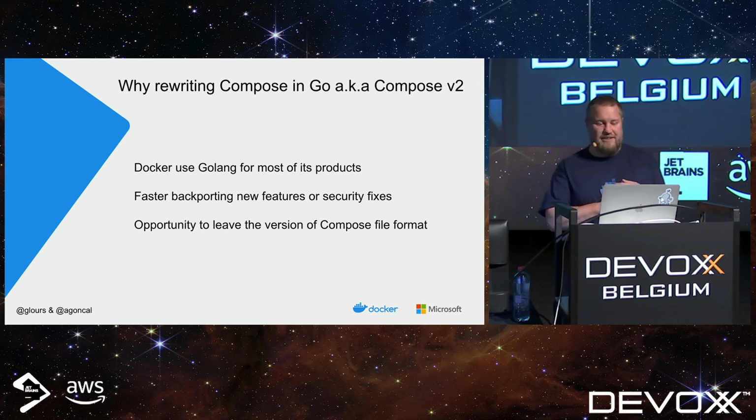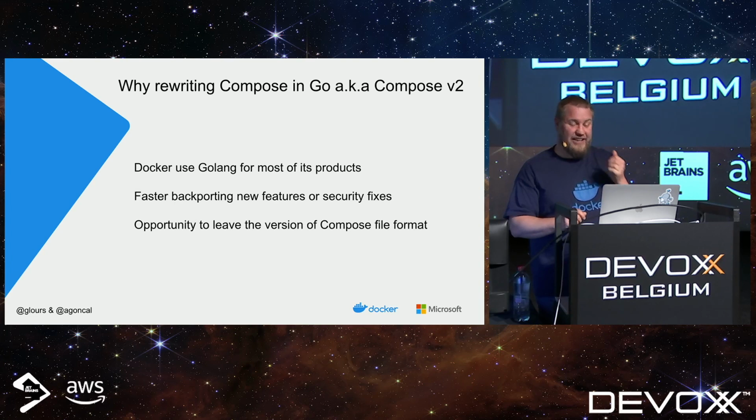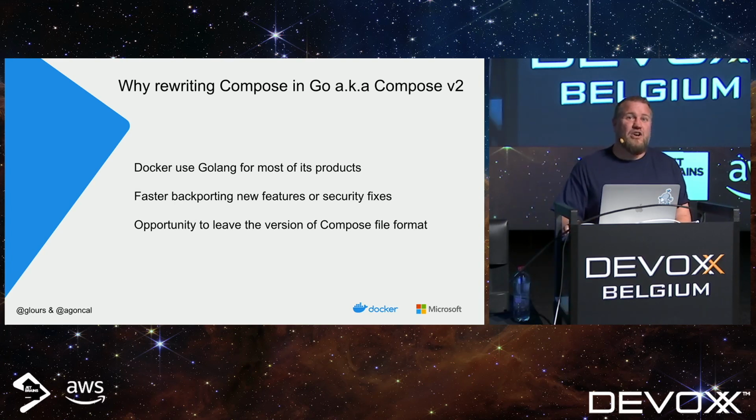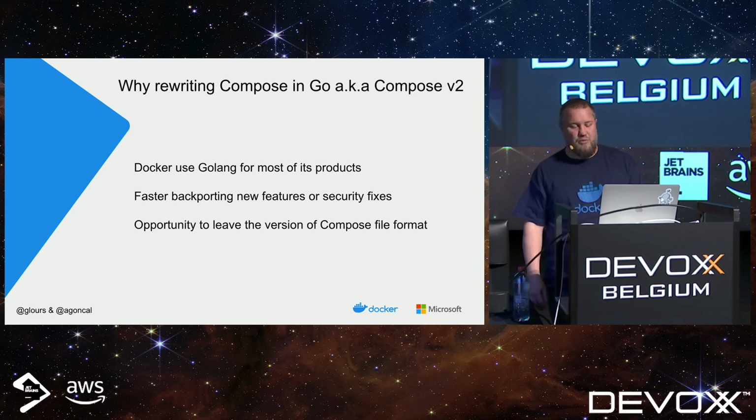Why did we rewrite Compose in Go? You may know that Golang is used for most of the products at Docker. Compose was based on Fig, which was written in Python, and it was so painful to backport a security fix or embed a new feature coming from the engine or the build team inside Compose. We had to rewrite everything in Python, double check that it works as expected, and stuff like that.